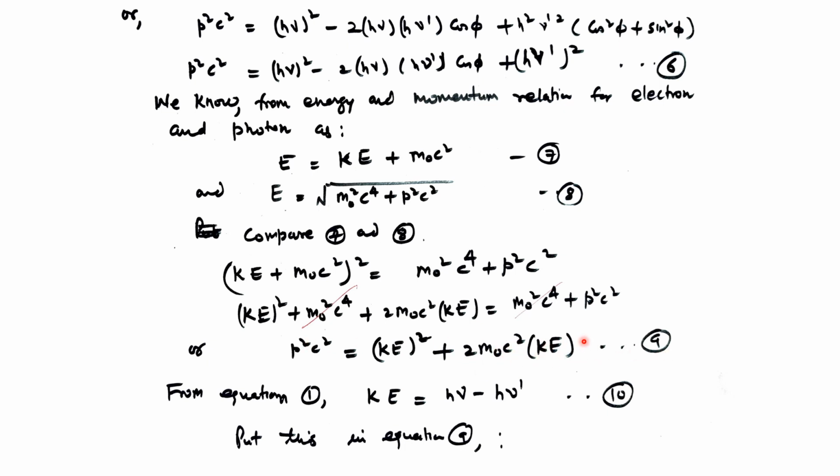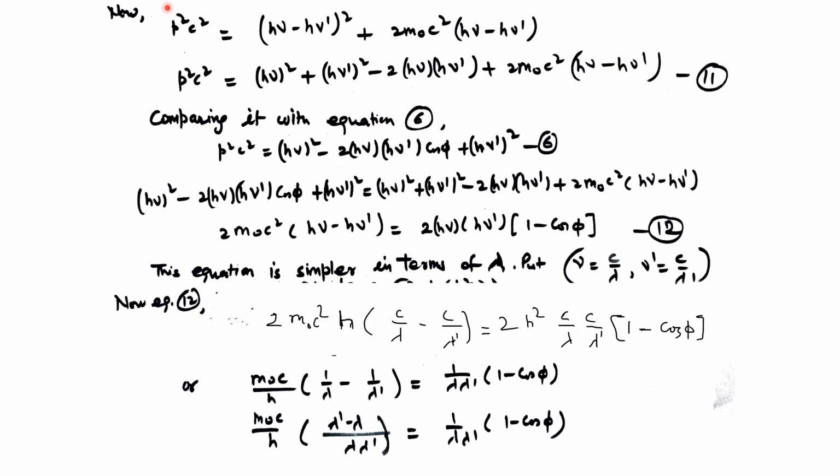So now this equation number 9, we can also compare it with equation number 6, but we have to replace this kinetic energy term with h nu minus h nu prime, because we need the relation in nu or lambda. So if we put this in place of kinetic energy, we will write h nu minus h nu prime, then square and rearrange the terms, and then compare the p square c square value with equation 6. Solving this, p square c square will be, putting kinetic energy square, (h nu minus h nu prime) square plus 2 m naught c square times the kinetic energy, h nu minus h nu prime.